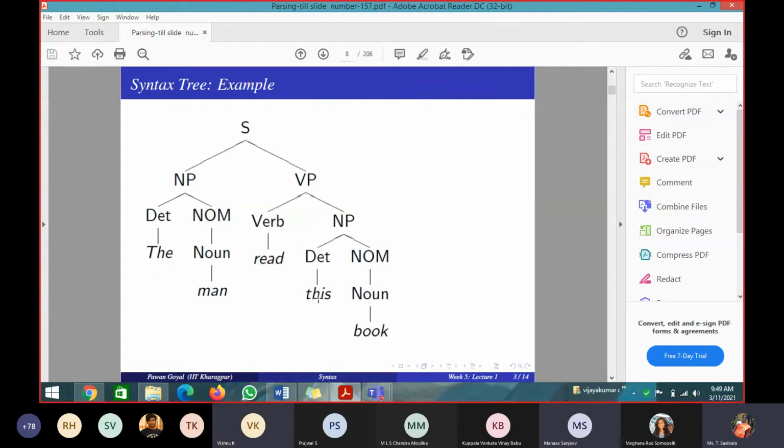What are the words I have here in the sentence? The man, man read, very good, the book. Okay, 5 words are here. And they have given the POS tagging for the words. What is the POS tagging they have given for each word? The as a determiner, man as a noun, read as a verb, the as a determiner, and book as a noun.